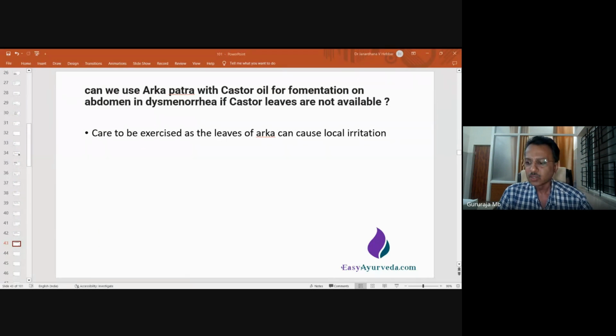And usually the Arka preparations are applied as a lepa or something like that, particularly for joint related shotas. The joint area is comparatively stronger than the lower abdomen where we are planning to apply in case of dysmenorrhea, which may not be suitable.